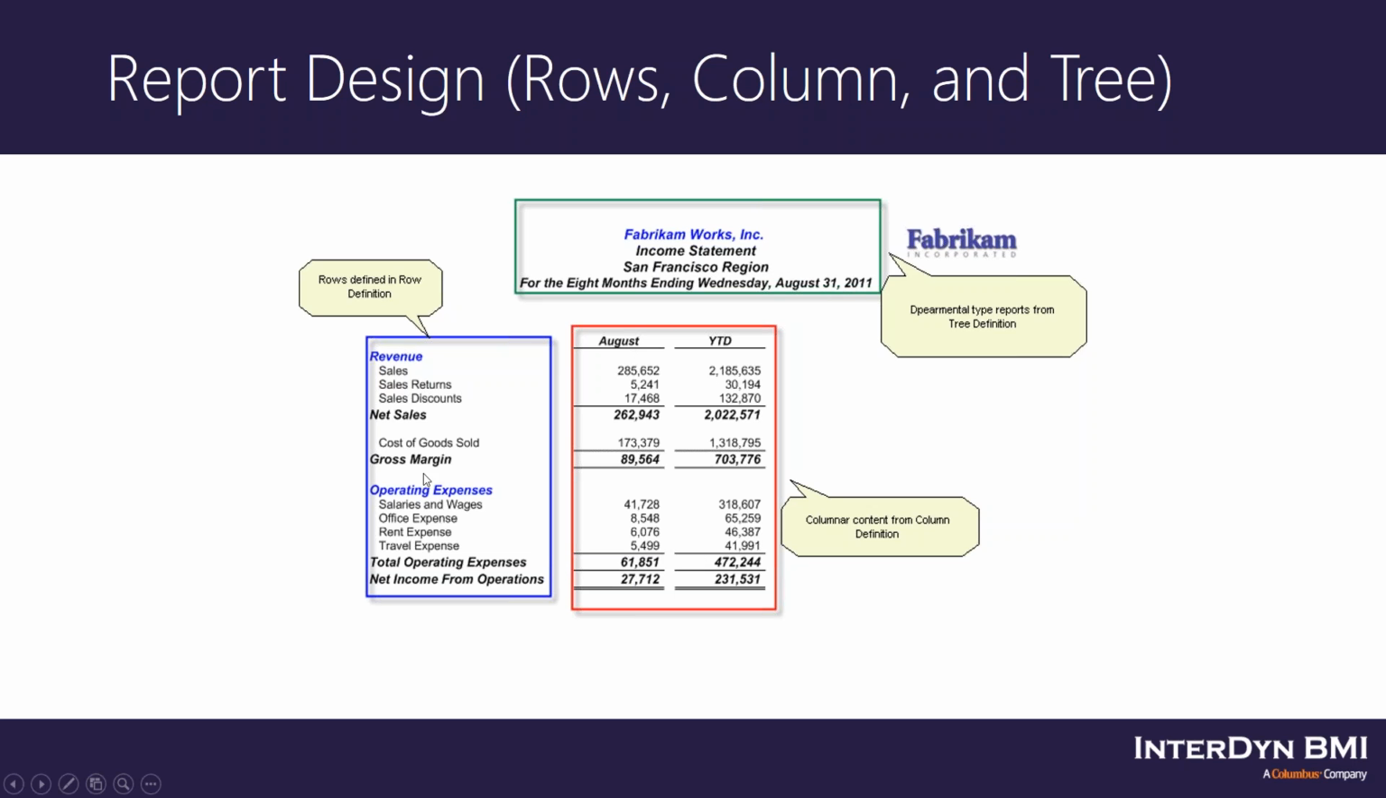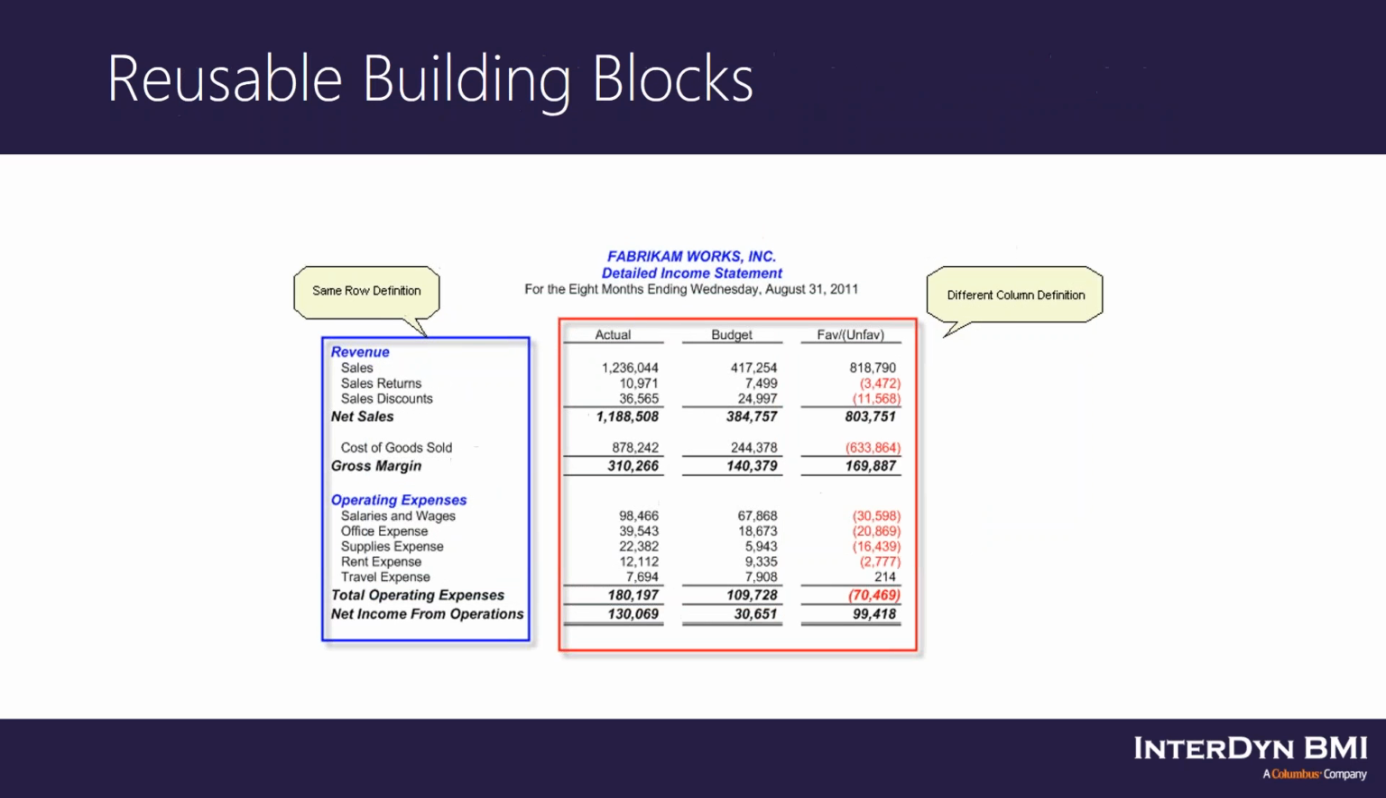So this is an example where you've got month of and year to date. And then this next slide shows that you get that exact same report, but instead of giving month of and year to date, now you're going to get budget versus actual. Okay, so we're just using a different column definition, the same row definition, to be able to generate a different report.